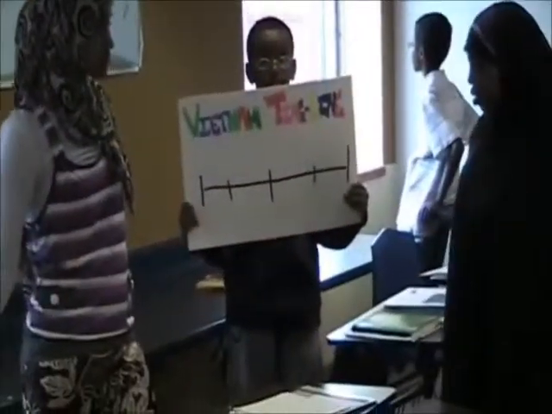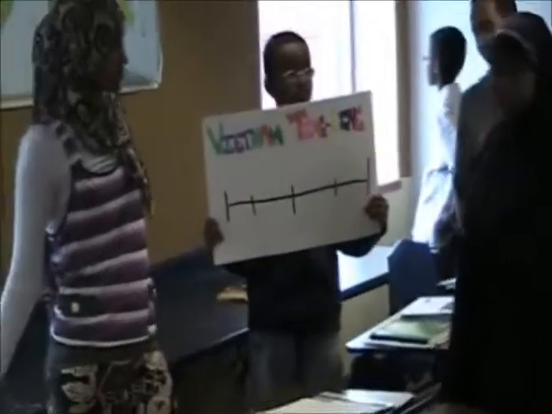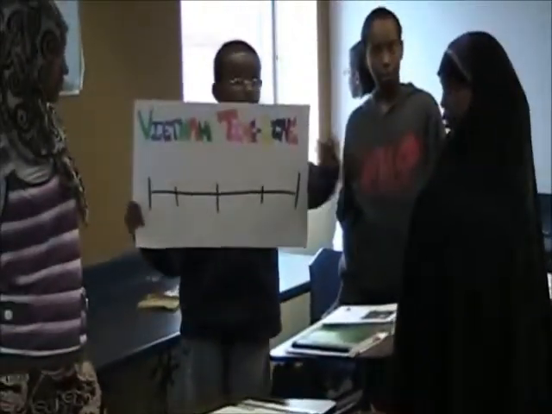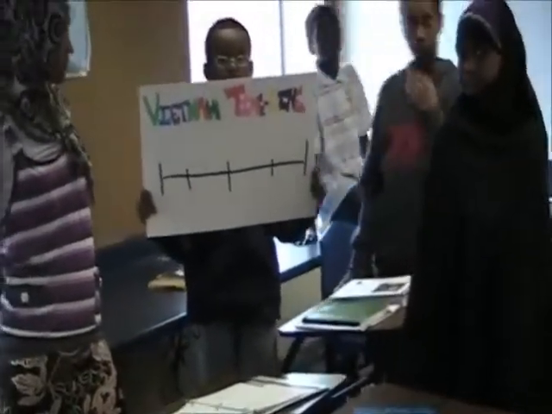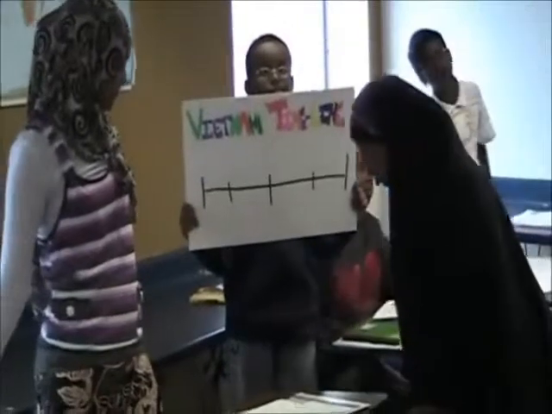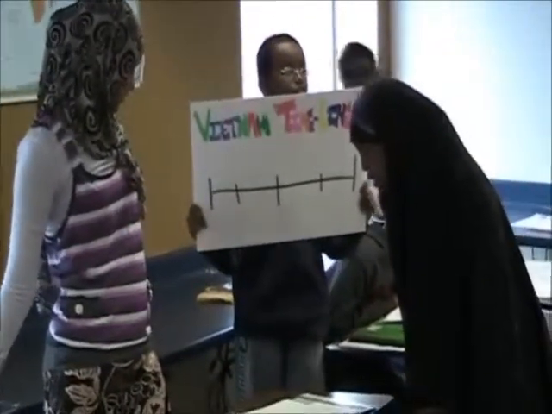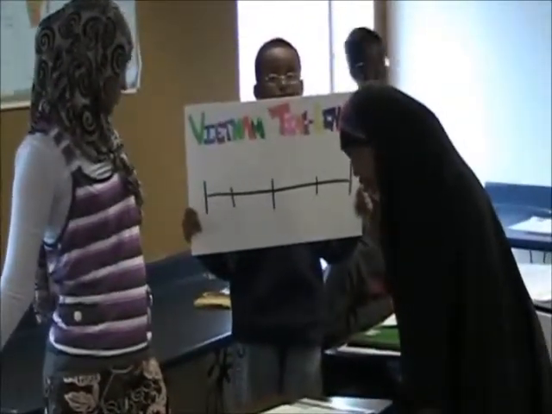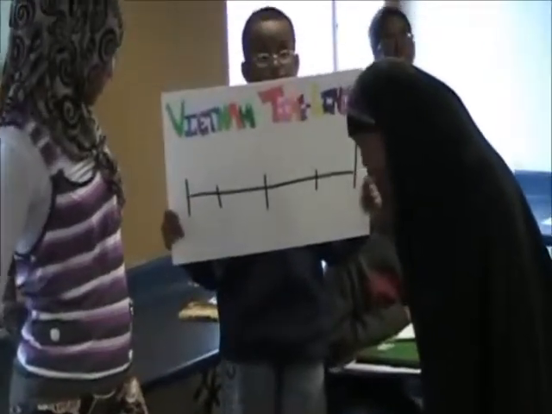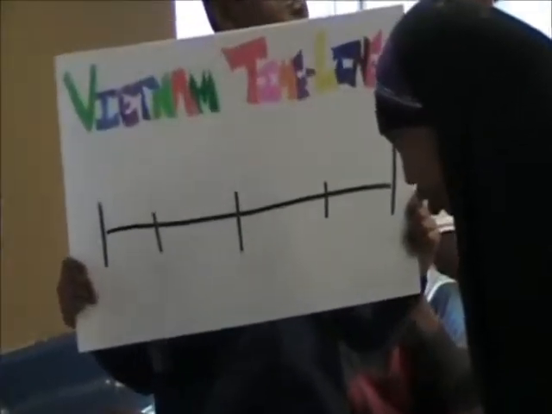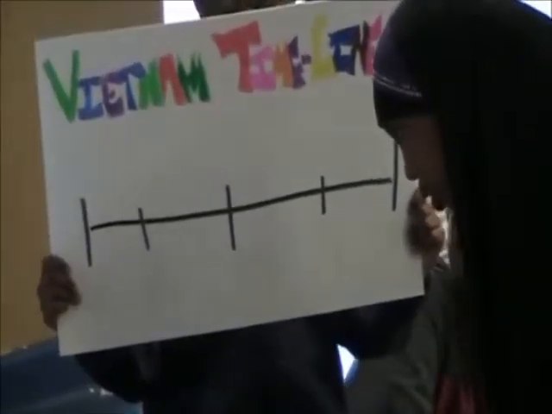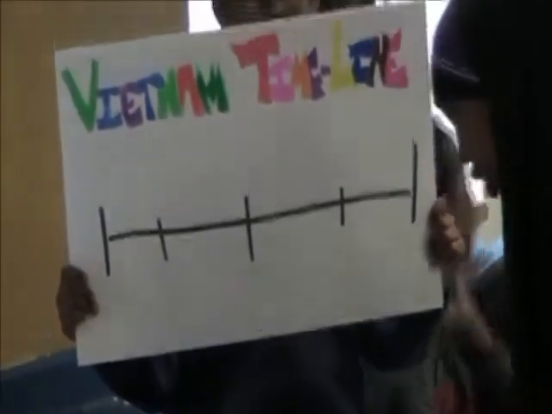Abdullahi's group, can you present to the class, please? Our project is about the Vietnam timeline. We picked 3 events. September 2, 1945: Communist leader Ho Chi Minh declared Vietnam free of French colonial rule. May 1950: President Harry Truman sent advanced military advisors to Vietnam and promised aid to French military forces.